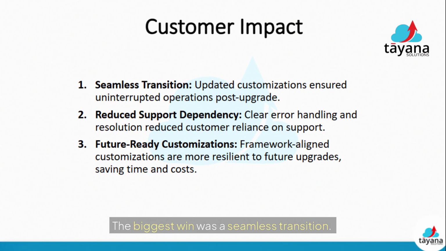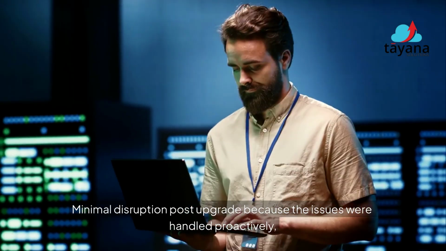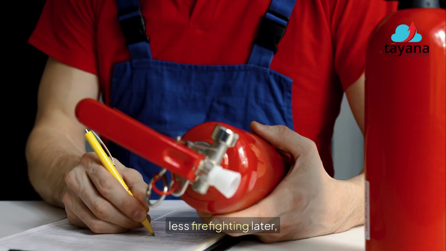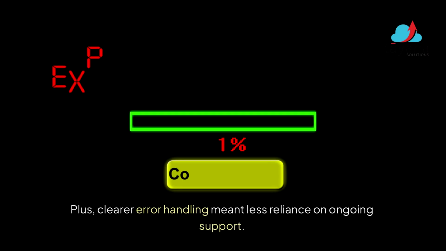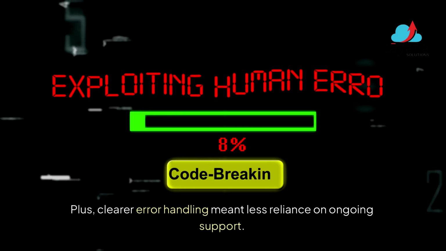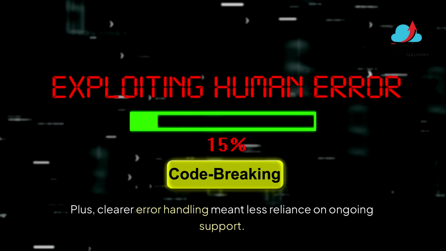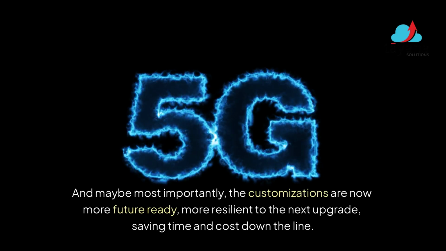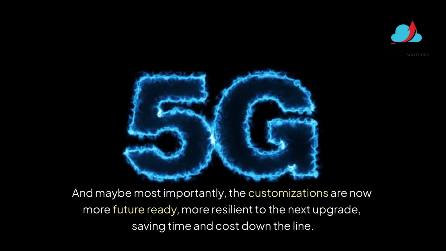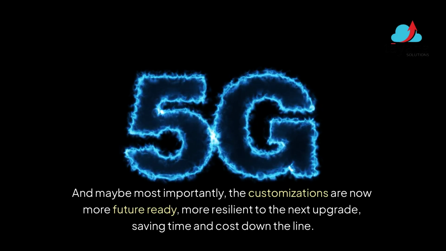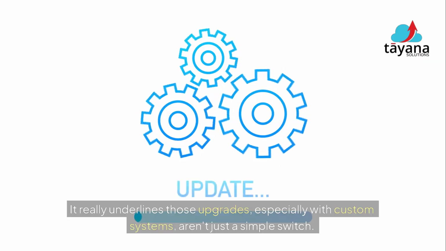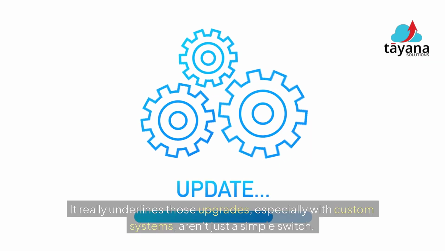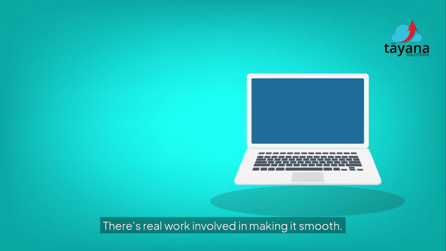The biggest win was a seamless transition. Minimal disruption post-upgrade because the issues were handled proactively. Less firefighting later. Right. Plus, clearer error handling meant less reliance on ongoing support. And maybe most importantly, the customizations are now more future-ready, more resilient to the next upgrade, saving time and cost down the line. It really underlines that upgrades, especially with custom systems, aren't just a simple switch. There's real work involved in making it smooth.